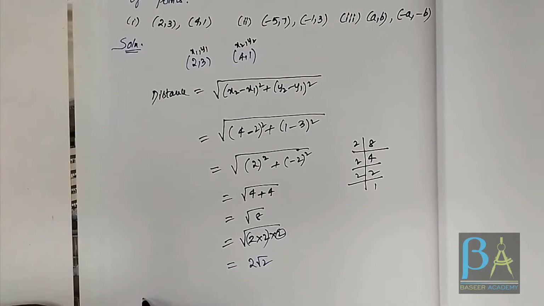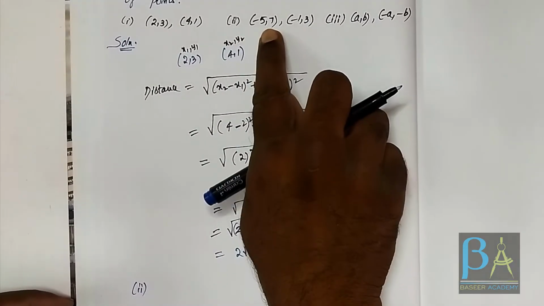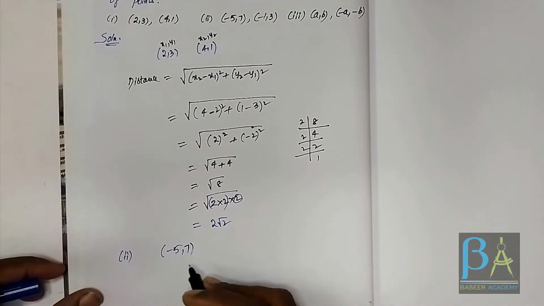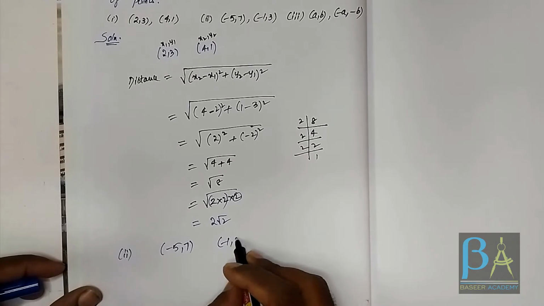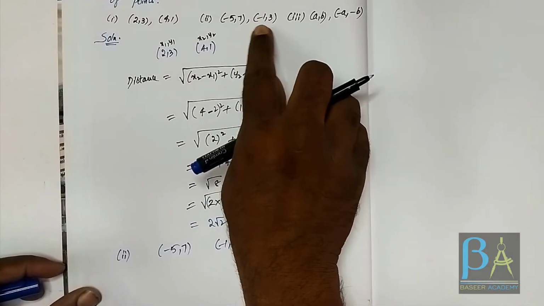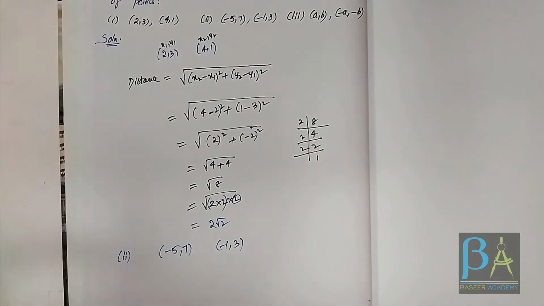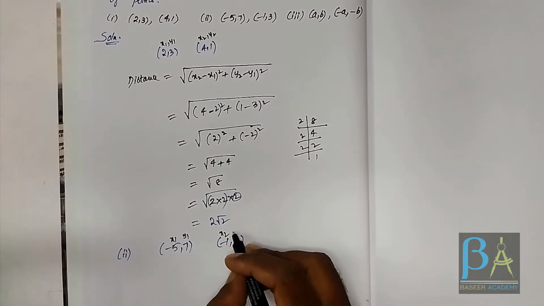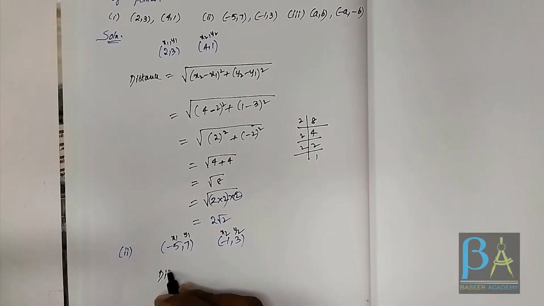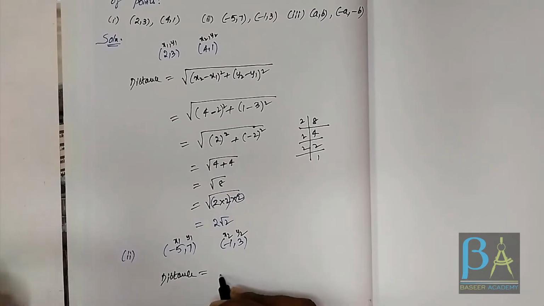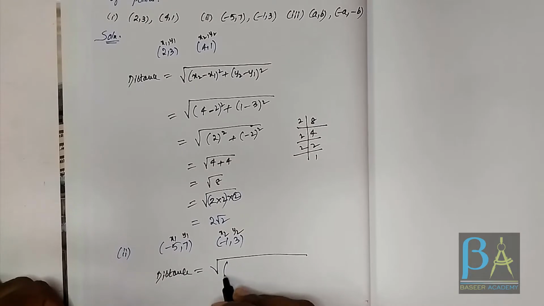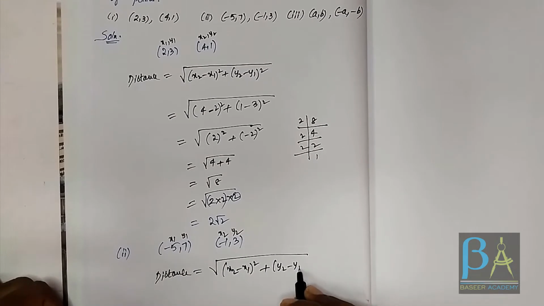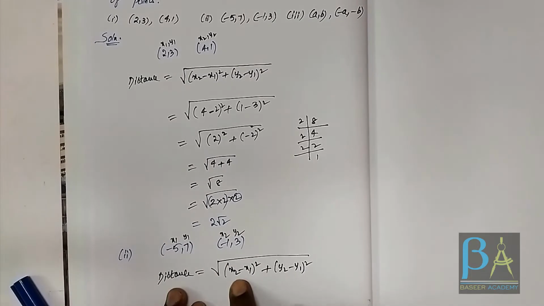Let us also find out the distance between these two pairs, minus 5 comma 7 and minus 1 comma 3. I need to find out the distance between these 2 points. Again, let us say this is x1 y1 and let us say this is x2 y2. Let us write the distance formula. What is the distance formula? Square root of (x2 minus x1) whole square plus (y2 minus y1) whole square. Let us substitute the values here.